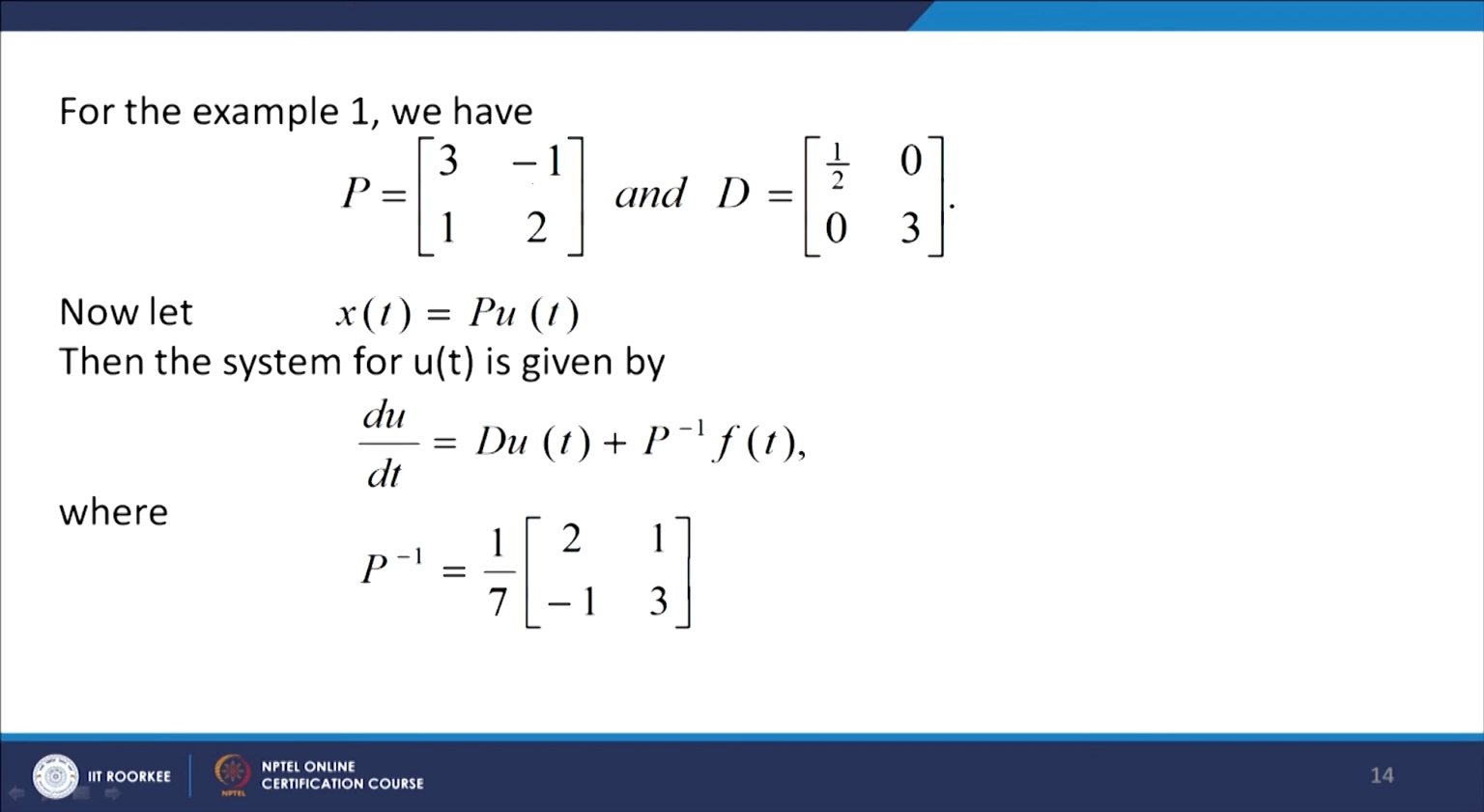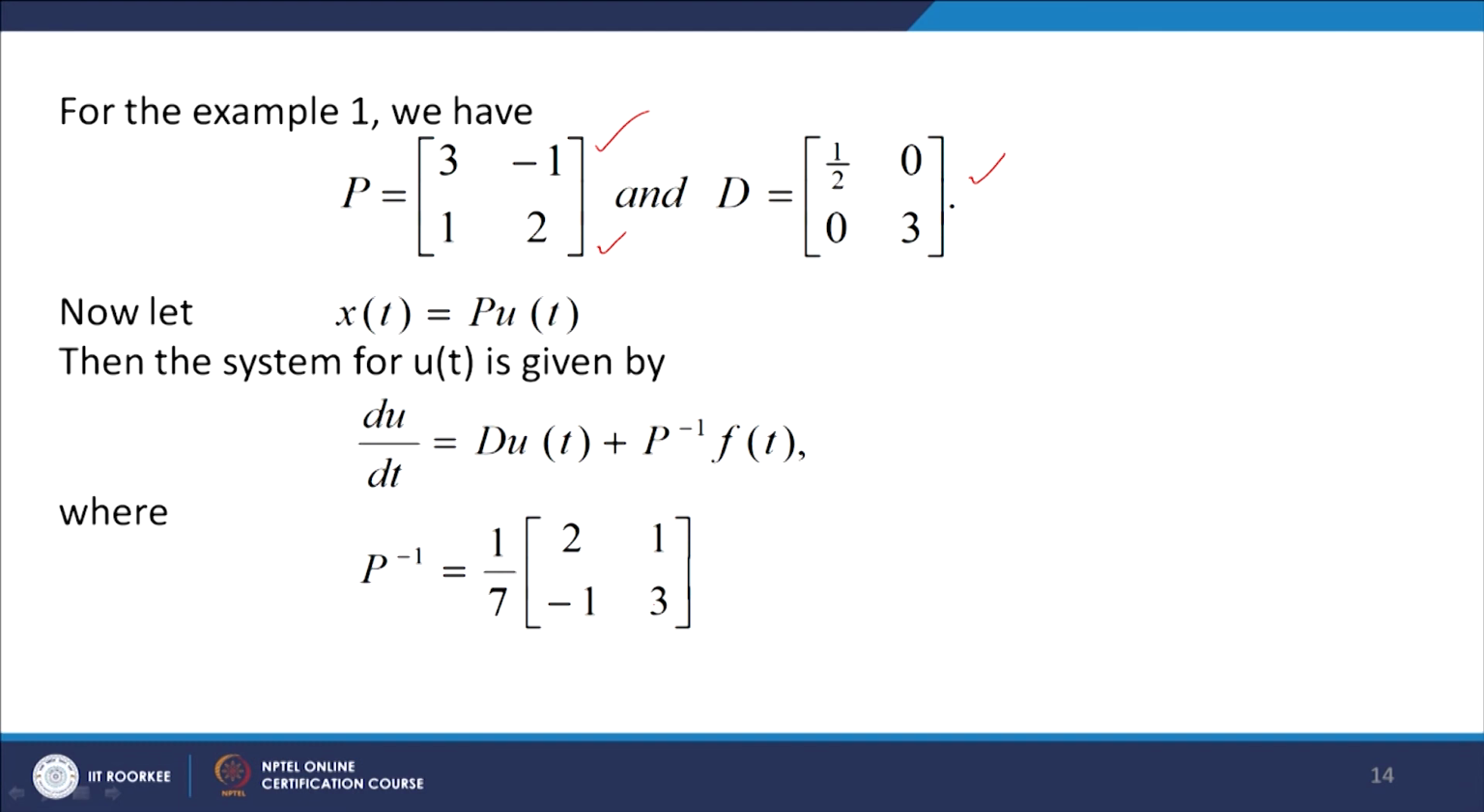Let us see example 1. In the case of example 1, we have seen the eigenvectors corresponding to lambda equal to half and 3 are (3, 1) and (-1, 2). So this is your P matrix. D matrix has lambda 1 equal to half and lambda 2 equal to 3. Let us assume x(t) equal to P u(t). Then du by dt equal to D u(t) plus P inverse f(t). P inverse, if you find for this matrix P, comes out to be 2/7, 1/7, -1/7 and 3/7.